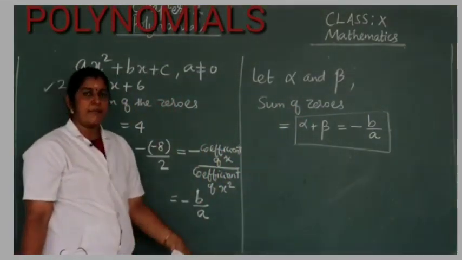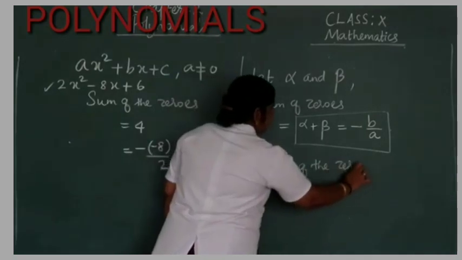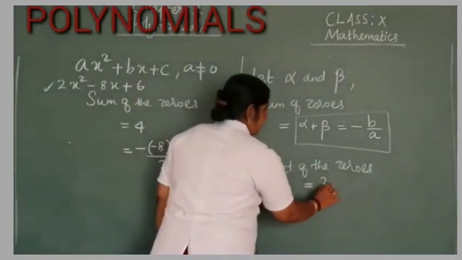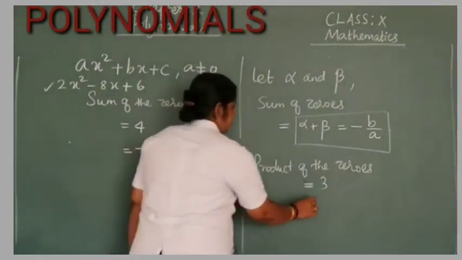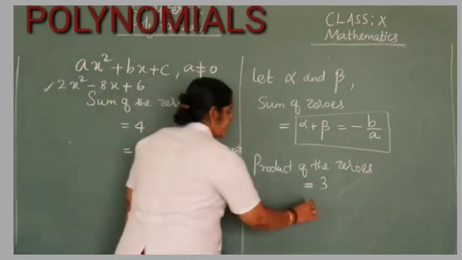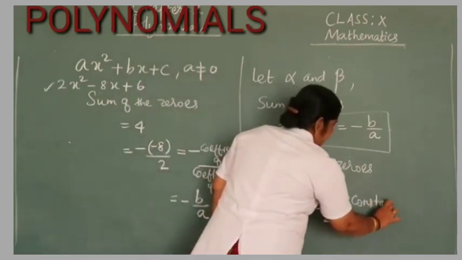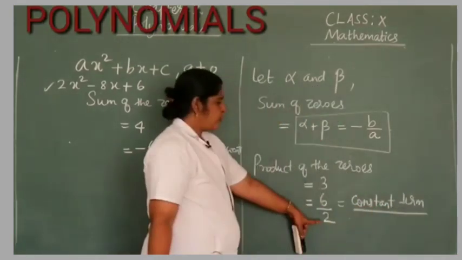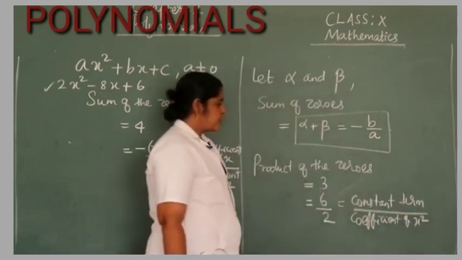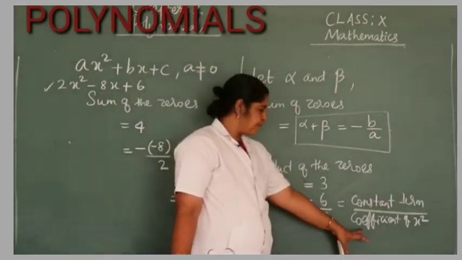Now in a similar way we can find the product of the zeros. As I discussed earlier, what do you get as the product of the zeros from the previous example? 1 into 3 is equal to 3. So this 3 I am going to write as 6 by 2, where the constant term is 6 and the coefficient of x square is 2. So for any quadratic polynomial, the product of the zeros is always equal to the constant term by the coefficient of x square.